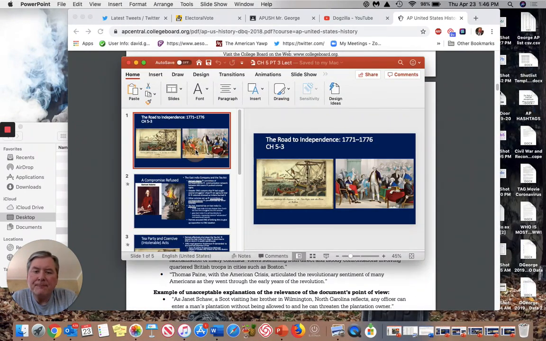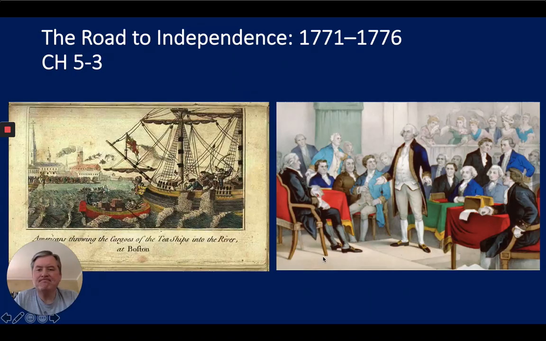5.3, the road to independence. This is going to take us to the Boston Tea Party.